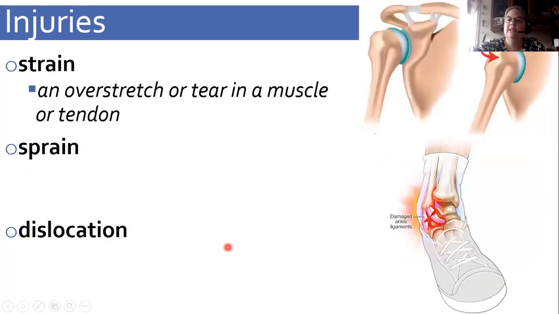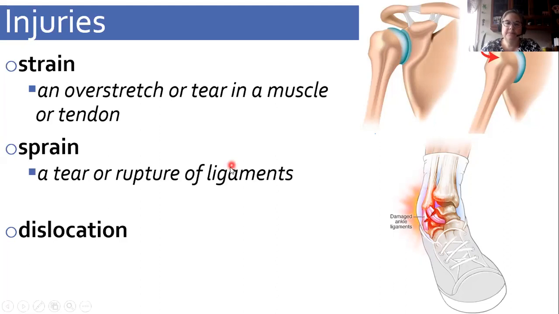Okay, injuries. So we can sustain different injuries. So strain. A strain we've talked about, so that's an overstretch or a tear in a muscle or a tendon. So when we talked about Achilles tendons getting a tear in them, that would be a strain in the Achilles tendon, okay?